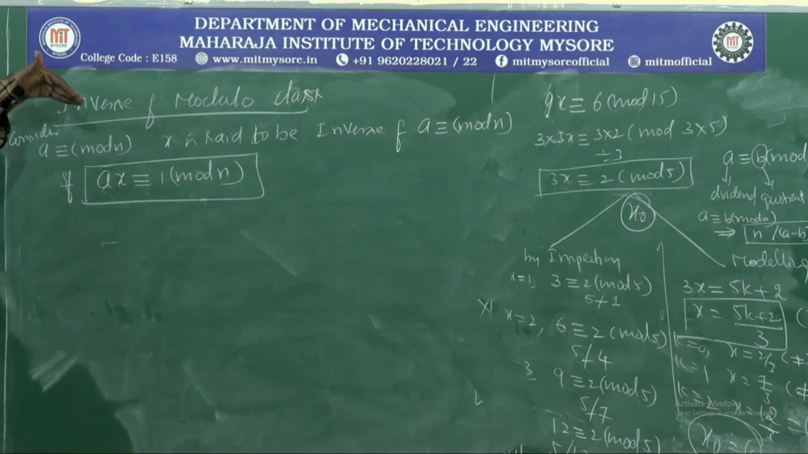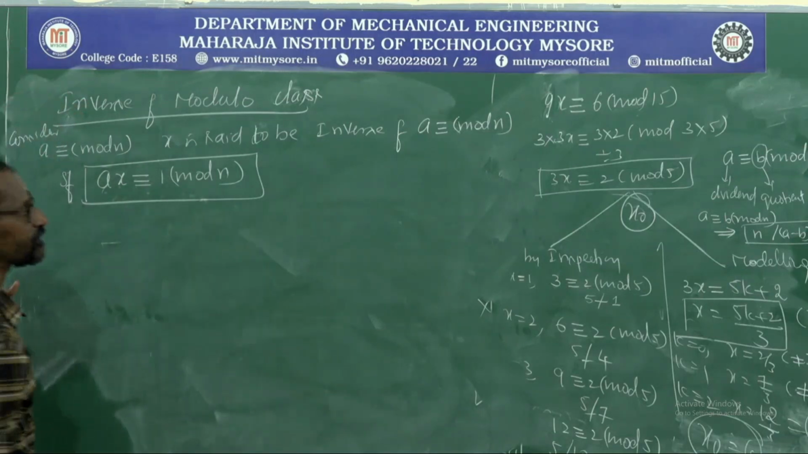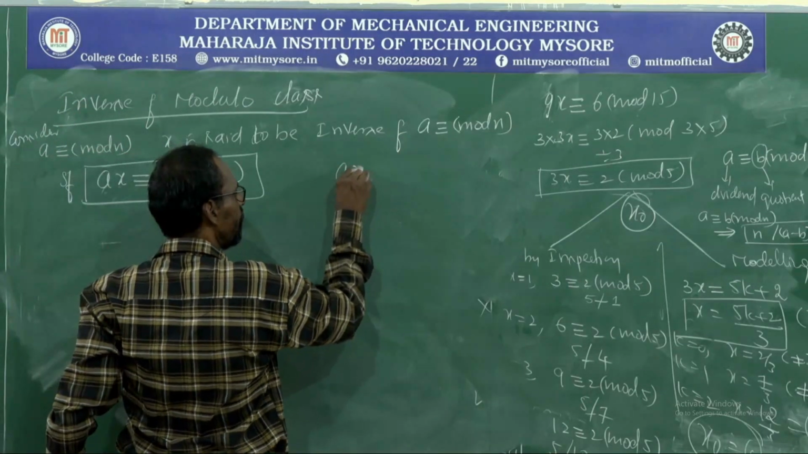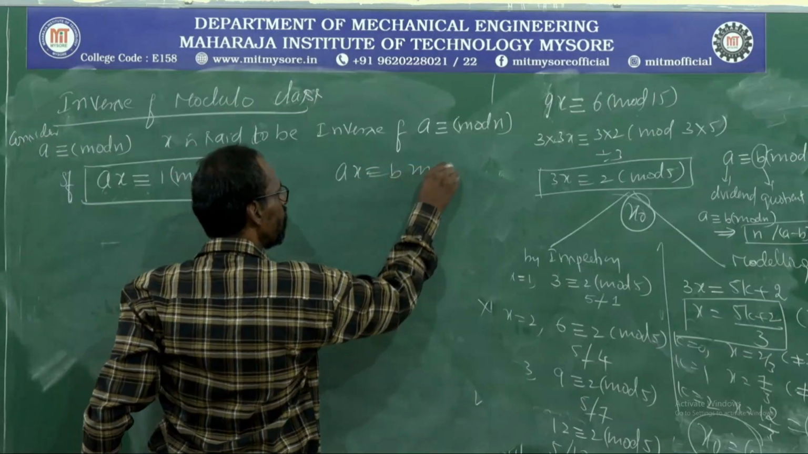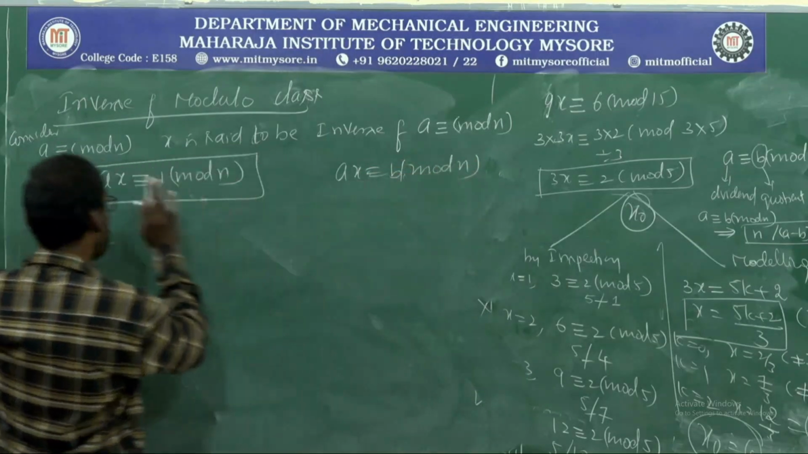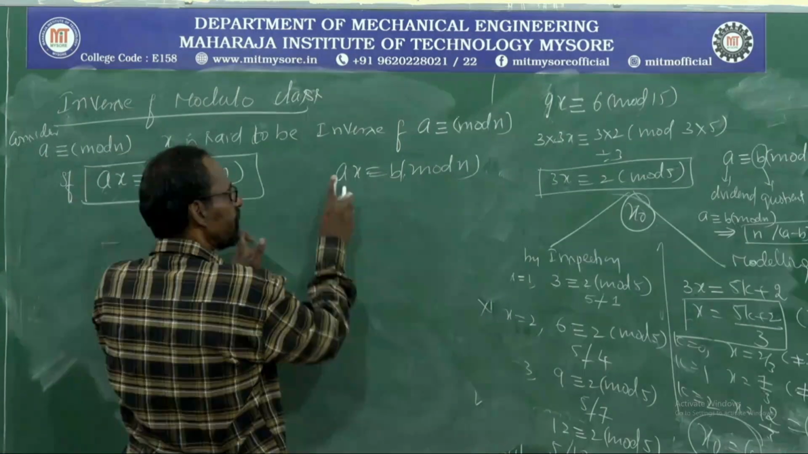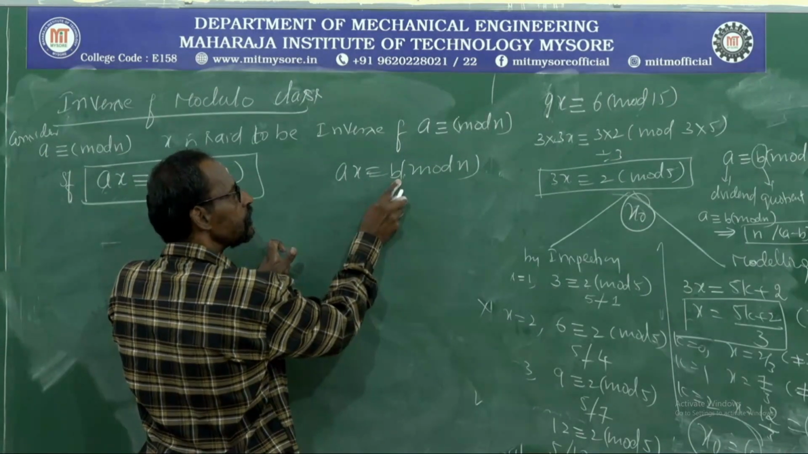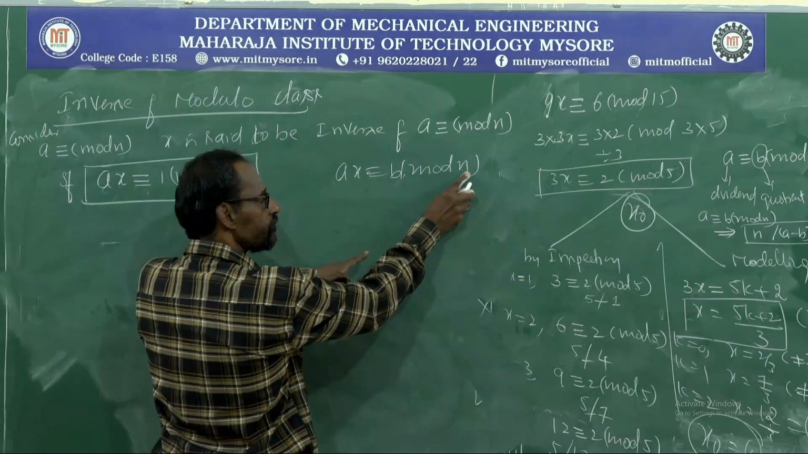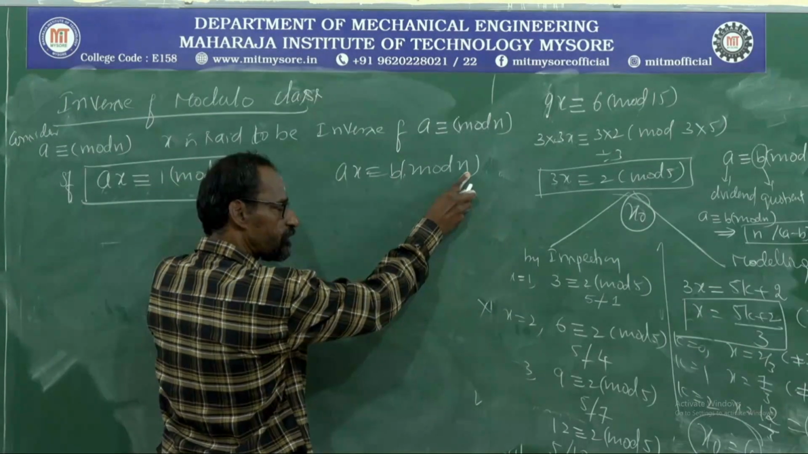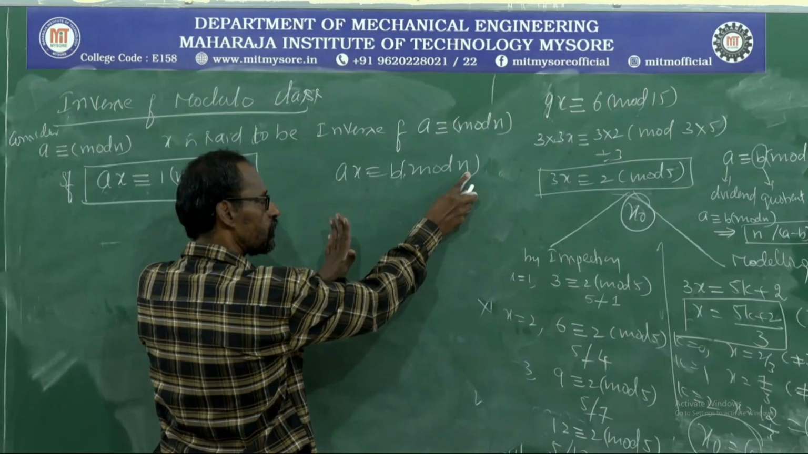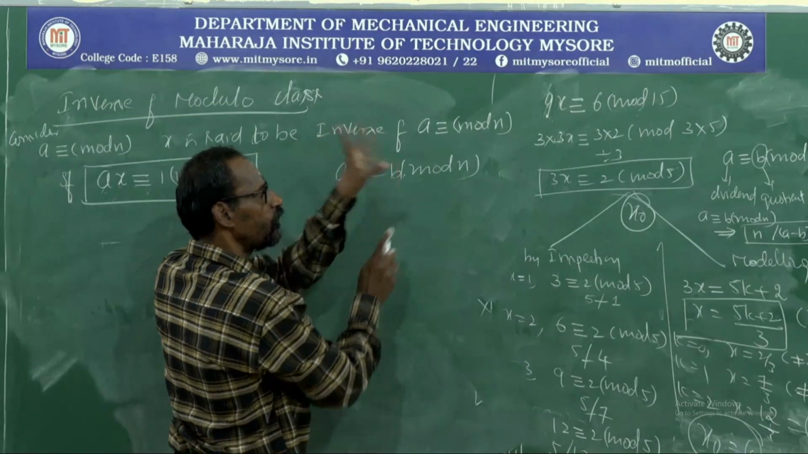So, what is the previous topic? Linear congruent equation. What is the linear congruent equation? Ax congruent to b modulo n. Same expression I got. Now, how did you get the solution? Get the GCD between these two and see whether that divides n. If it divides n, you have a good number of solutions. If it won't divide, no solution. If the GCD is 1, you have a unique solution.